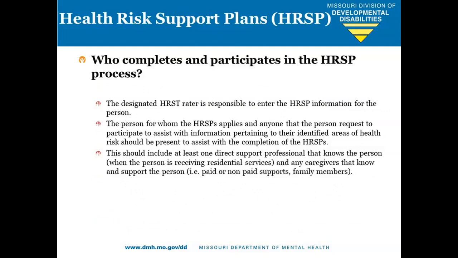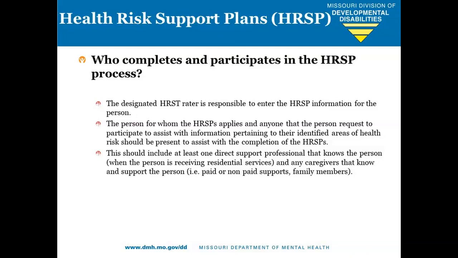So who completes and participates in the HRSP process? The designated HRST rater is responsible to enter the health risk support plan information for the person. So for residential service providers, it will be the RN rater. You would also want the individual for whom the screening is being completed. You'll want the individual to participate as much as they can, because what you're doing is identifying areas of health risk, and you're indicating what kind of needs the person may require in order to safely eat, safely ambulate. This will all be listed out on these health risk support plans so that you could hand one to a direct support professional or whomever is providing supports to the person and see exactly how you need to support this person.